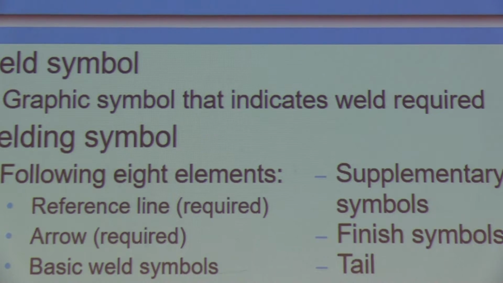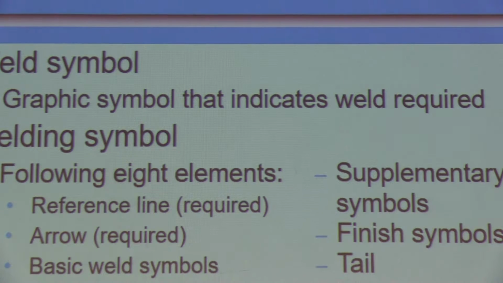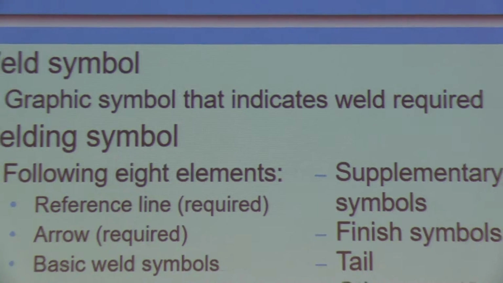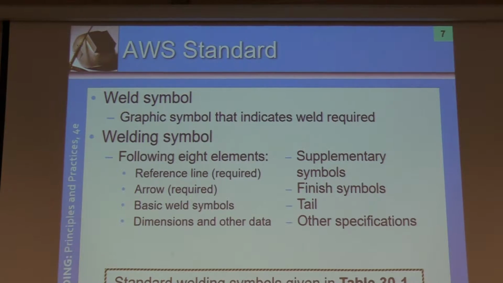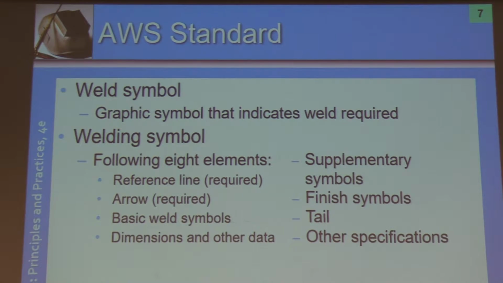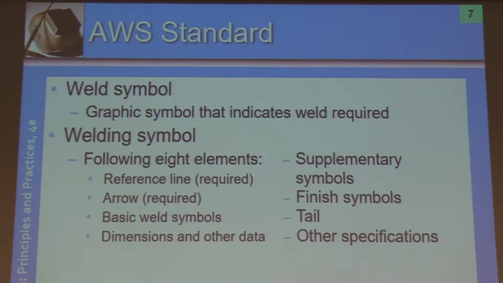So the welding symbol is a graphic symbol that indicates a weld required. It has 8 elements: reference line, arrow line, basic welding symbols or weld symbols, dimensions, and other data, supplementary symbols, finish symbols, tail, and other specification.